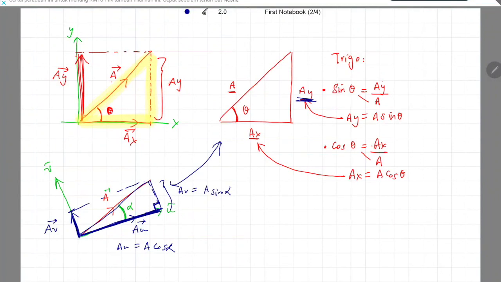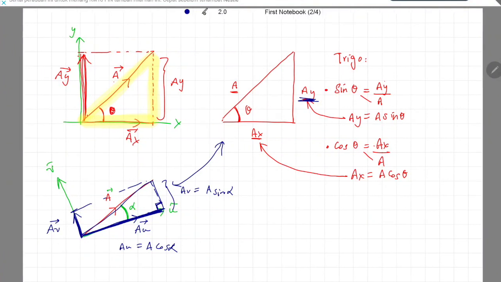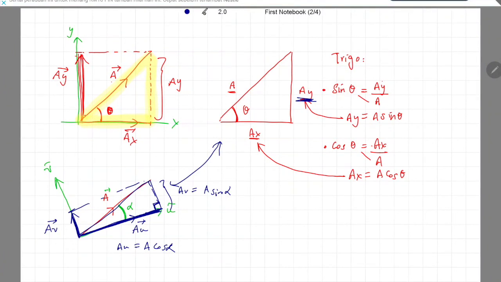So when you want to resolve the vector into different directions, it doesn't matter whether that direction is in the x, y axis or in the u, v axis. What's important is that when you resolve the vector into two components, it has to follow the rectangular rule or the rectangular shape, so that when you take out half of it, it will become the trigonometric triangle. Okay, hope this helps.